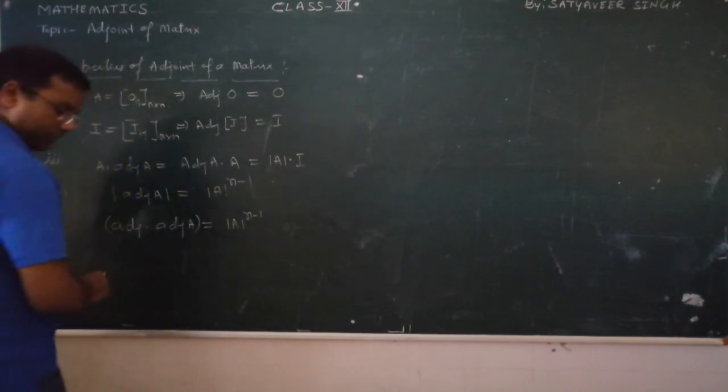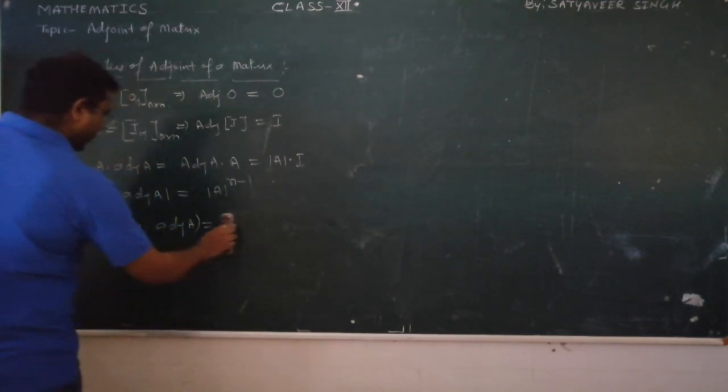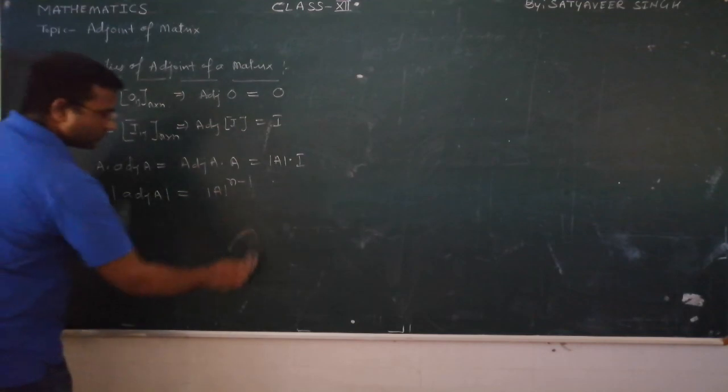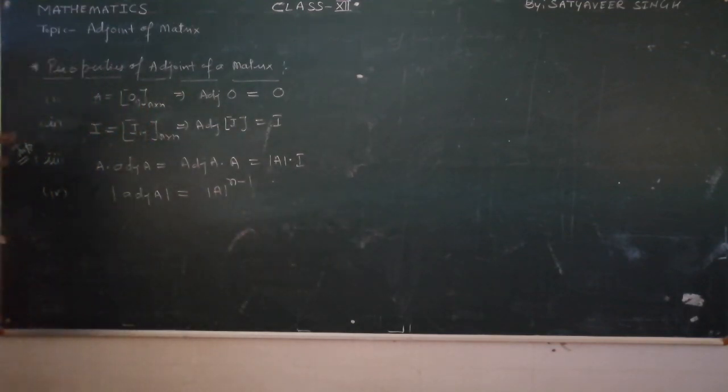See student, this result I will discuss with you in detail, the last one. So before that, I want to tell you these four results. These are the four properties, very important results we must know, because questions based on these are generally asked in the board exams. So what is the determinant of adjoint A?